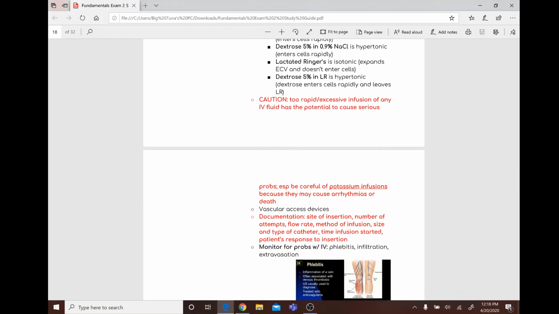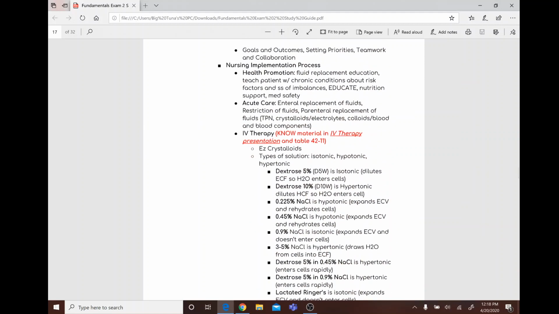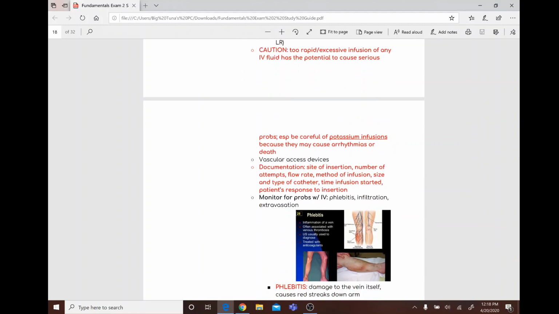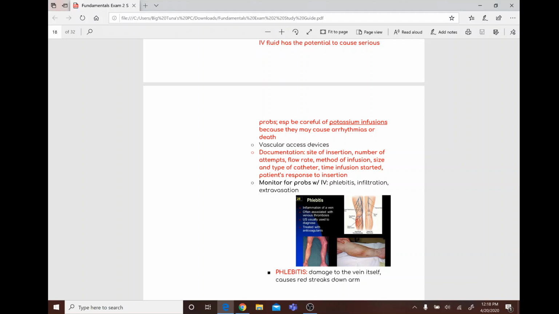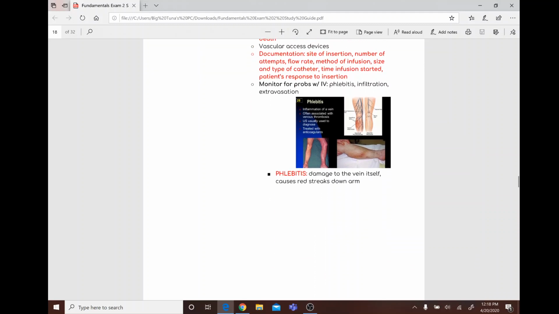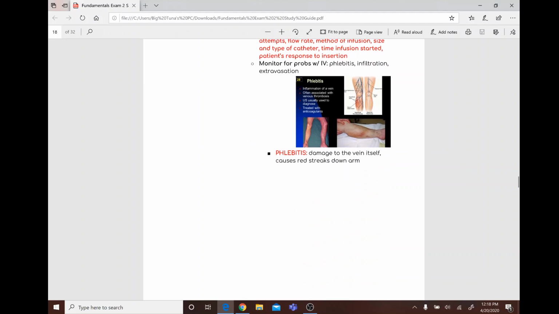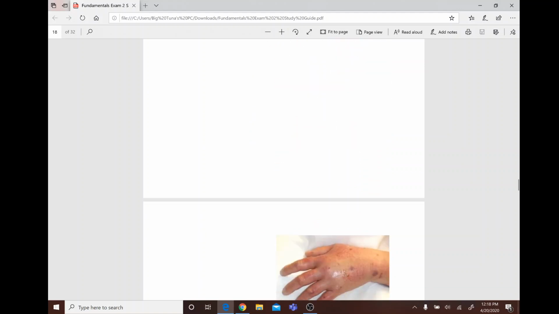Okay. Too rapid or excessive infusion of any IV fluid has the potential to cause serious problems. Be especially careful of potassium infusions because they may cause arrhythmias or death. What are we going to document when giving IV fluids? Site of insertion, number of attempts, flow rate, method of infusion, size and type of catheter, time infusion started, patient response. What's phlebitis? Damage to the vein itself causes a red streak down the arm.